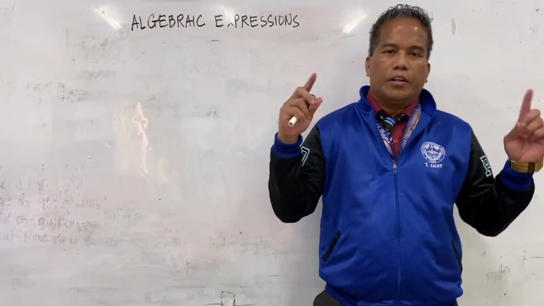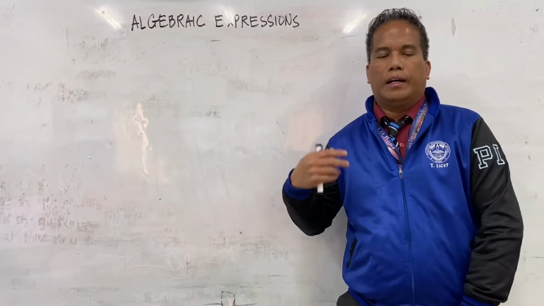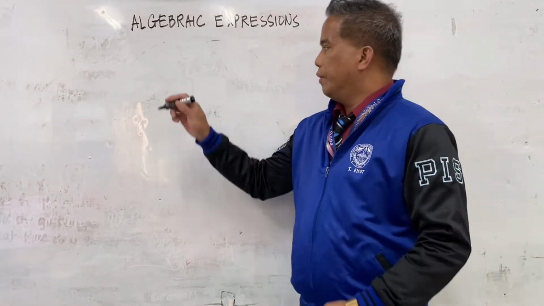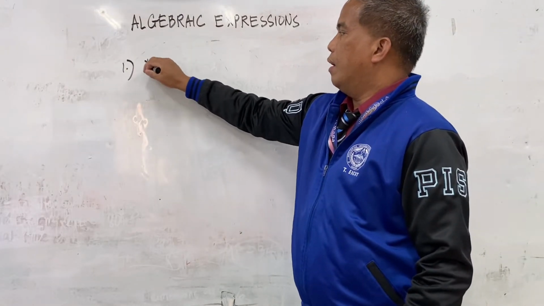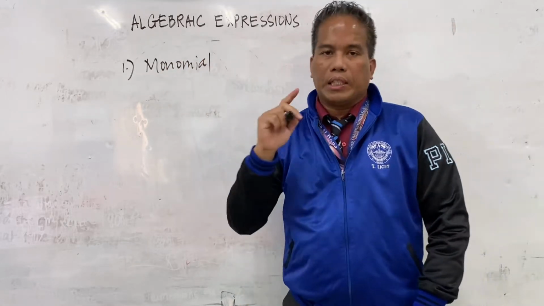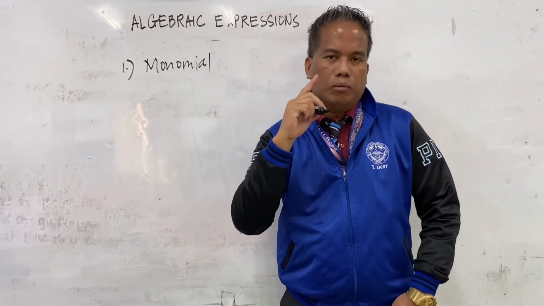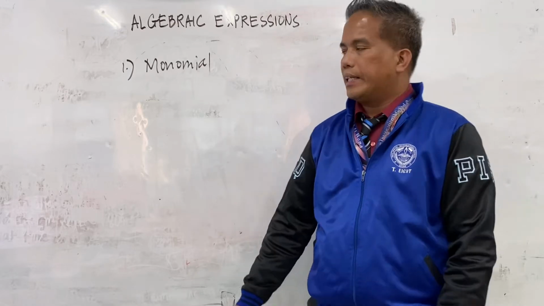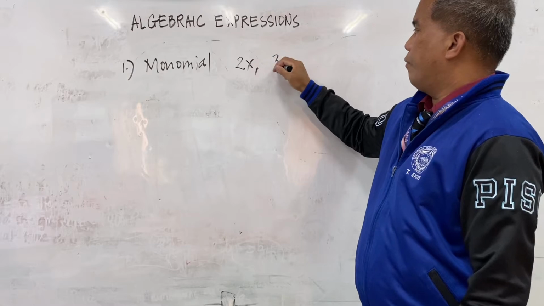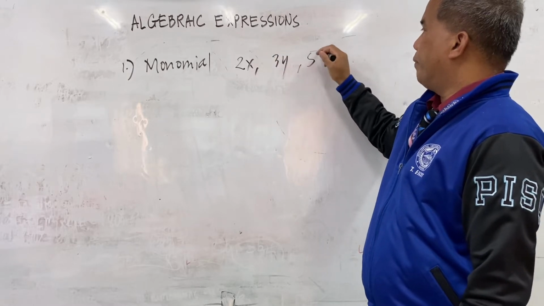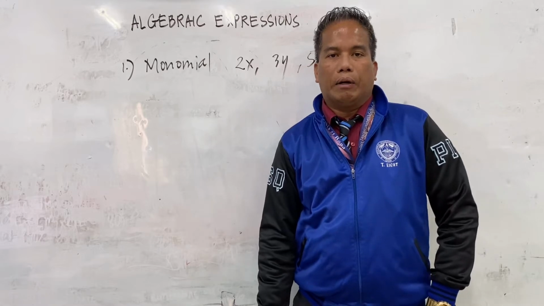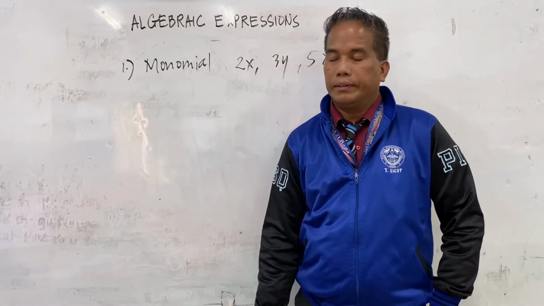Okay guys, so let's proceed to types of algebraic expressions. Number one is we have monomial. When we say monomial, it consists of one term only. Examples: 2x, 3y, 5xy. So those are the examples of monomial.